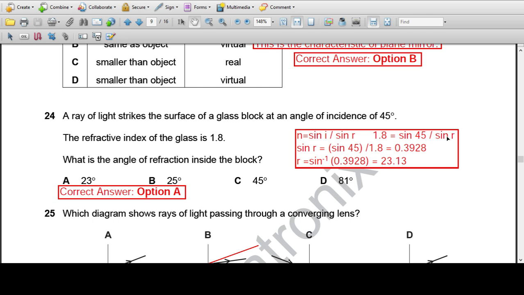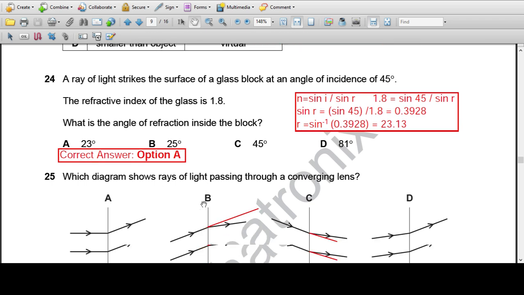So sine r is equal to sine 45 divided by 1.8, which is 0.3928, and taking the inverse sine, we obtain 23.13. So the angle of refraction inside the block is 23 degrees. So option A is correct.